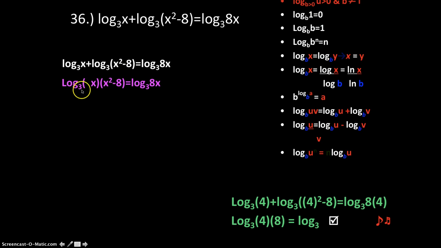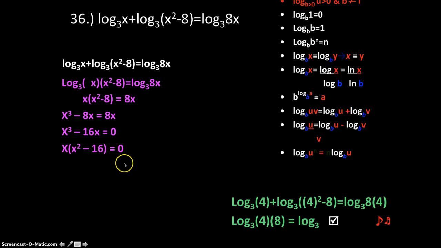And because I have a single log base 3 equal to a single log base 3, I can eliminate the entire log base 3, set the antilogs equal to each other, multiply, distribute through, combine like terms. Greatest common factor, don't forget the greatest common factor. That means that x equals 0 and x squared equals 16. The square root of 16, there's 2, plus or minus.